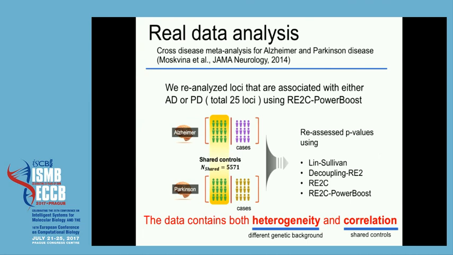In the real data analysis, we used the cross-disease meta-analysis for Alzheimer's and Parkinson's disease by Moskvina et al. We reanalyzed the total of 25 loci that are associated with either AD or PD using R2C power boost and 3 other methods, which are Lin-Sullivan, decoupling R2, and R2C. Here the data contains both heterogeneity and correlation. The source of the heterogeneity is the different genetic background of Alzheimer's disease and Parkinson's disease, and the source of the correlation is the shared controls between 2 studies.